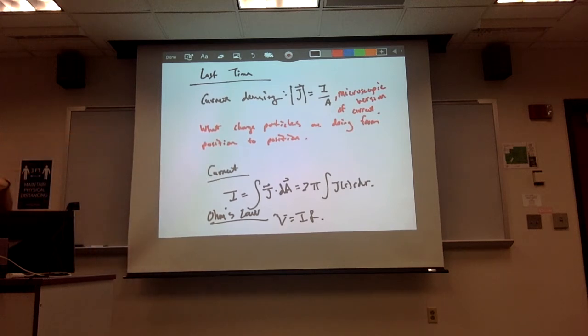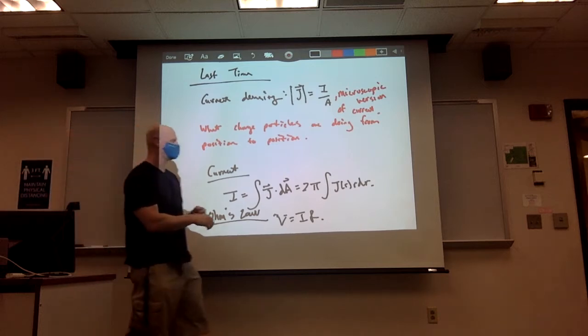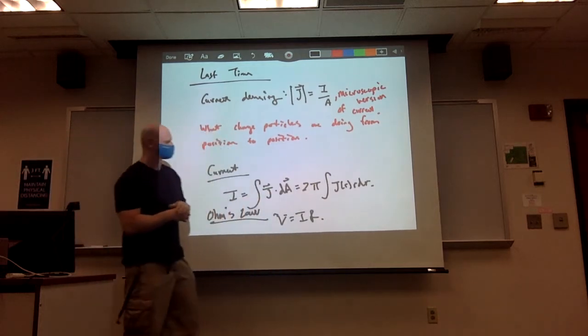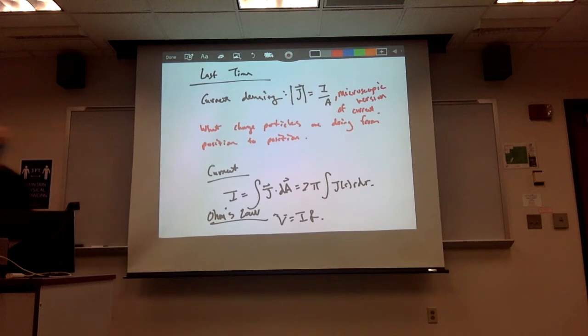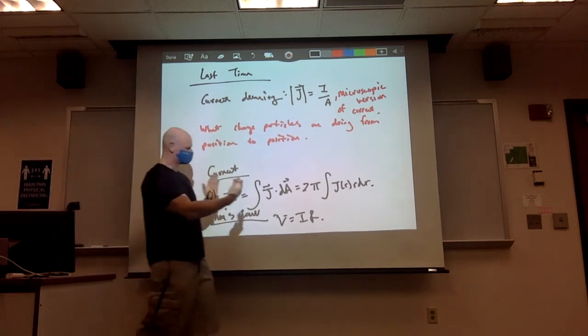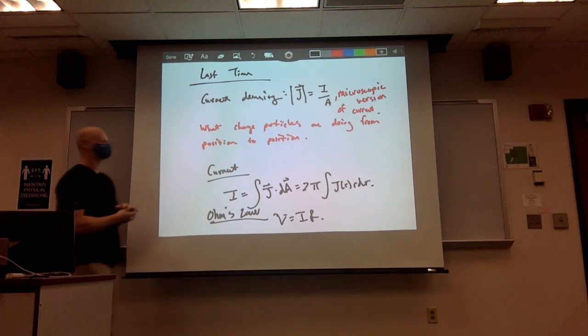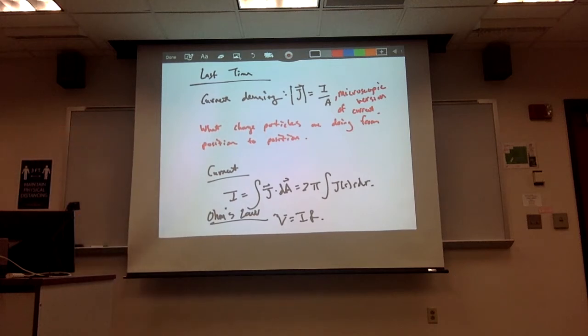J and dA point in the same direction, which means that the dot product goes away. This is simply 2 pi times the integral of J, which is a function of r, integrated with r dr. We also talked quickly about Ohm's law. Ohm's law says that the potential across this electrical element is equal to the current times the resistance. So this is Ohm's law.